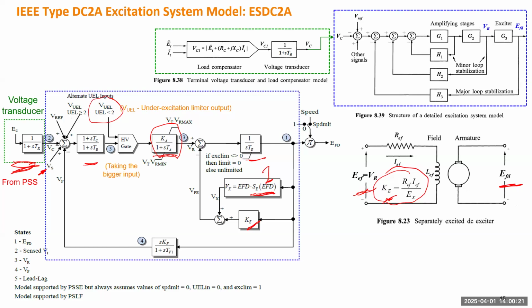So this is like an under excitation limiter. So you can model here. You can add the input here to limit the output, so that output will now be lower than this limit. Oh, this is the stabilizer. Okay.